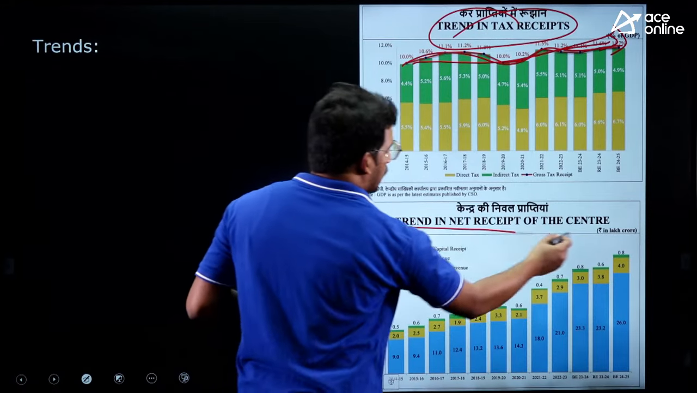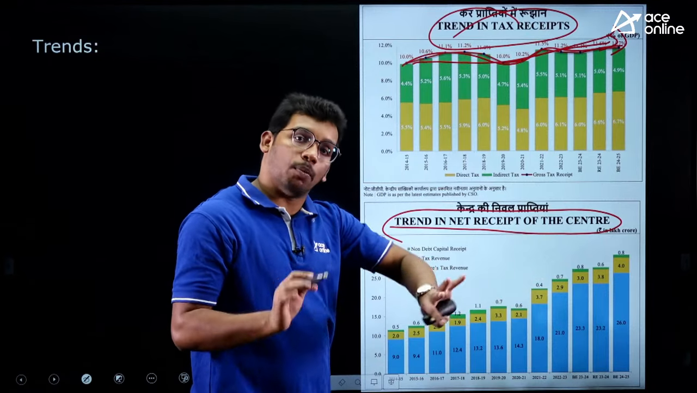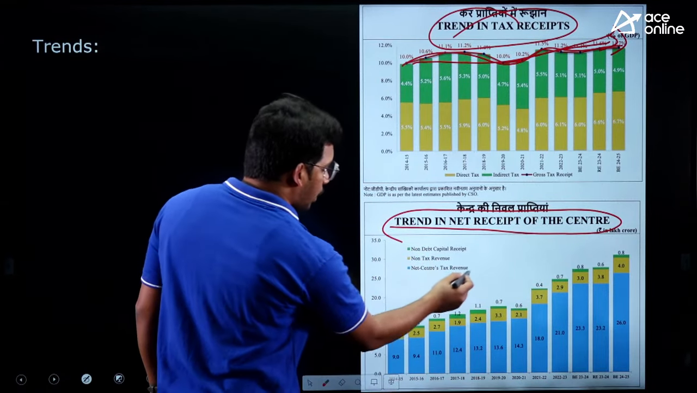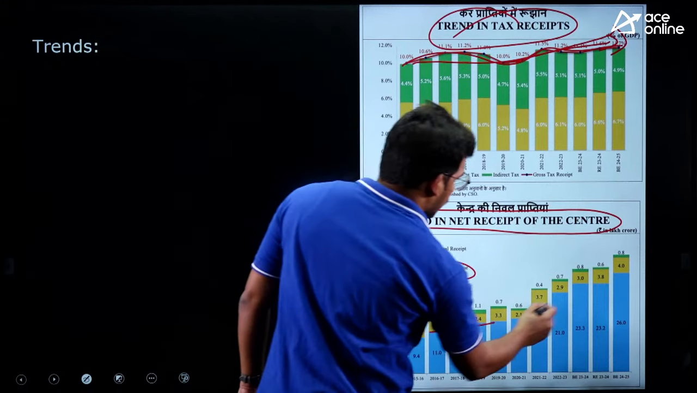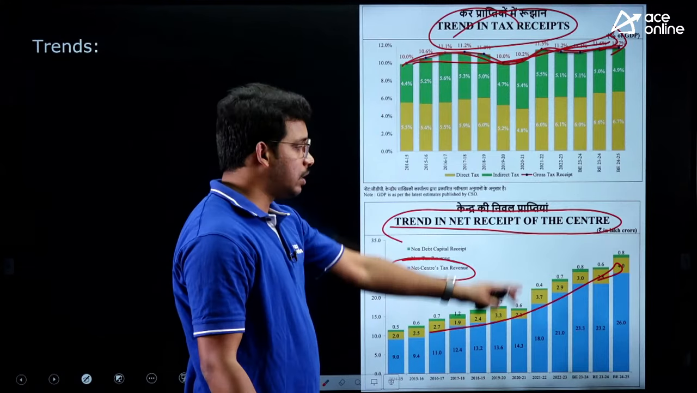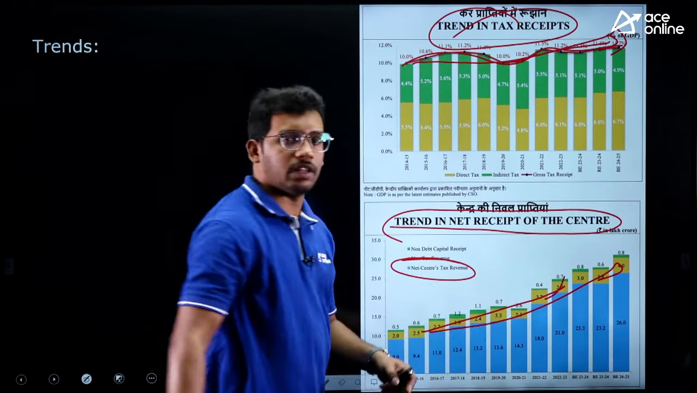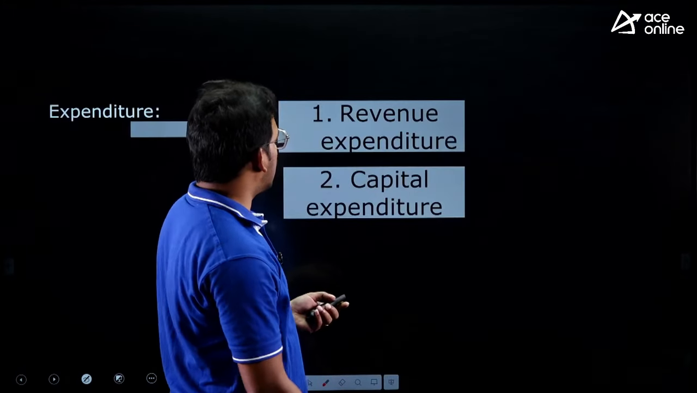Then net receipts of the center. This is the total tax, but overall how much the center is getting after giving back to the states. Blue indicates net tax revenue, which the central government is able to get. You don't need to remember the final figure. Just observe the trend, whether it is increasing or decreasing, right? So this is about the tax trends.